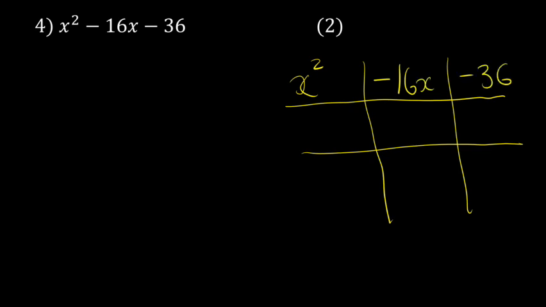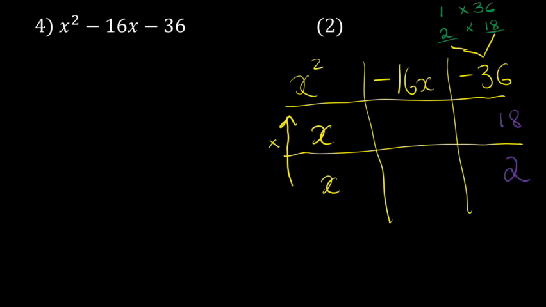So what I do is I use this diagram and then I say x times x should give me x squared, right? And then I'll say, what are two factors that, if I add them or subtract them, are going to give me negative 16? So 1 times 36 will not help, but 2 times 18 has potential. So I'm going to write 18 here and then 2 here.